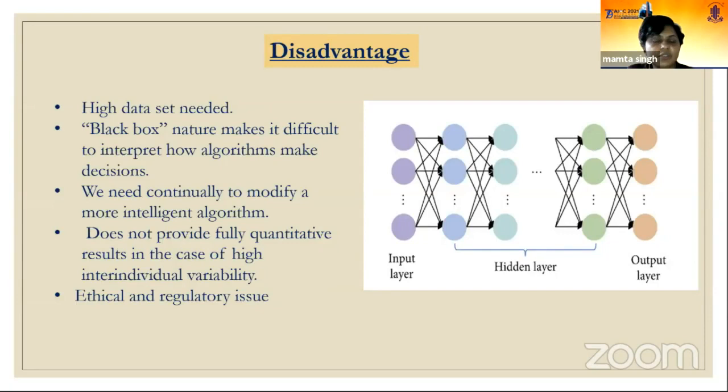Definitely it has got its own share of disadvantages, like it needs a high data set. The black box nature makes it difficult to interpret. When we cannot understand something, it's difficult to accept. It's against human nature. That is the black box nature of AI.